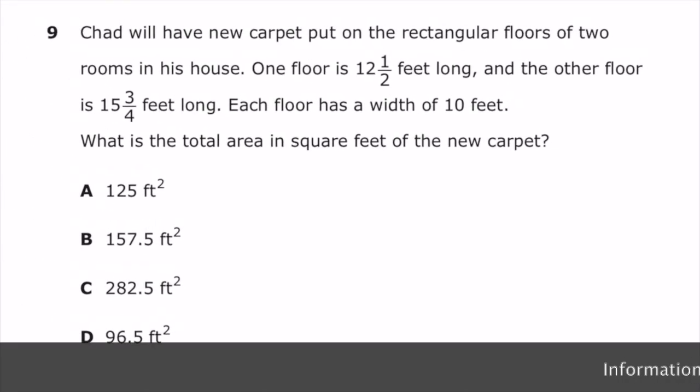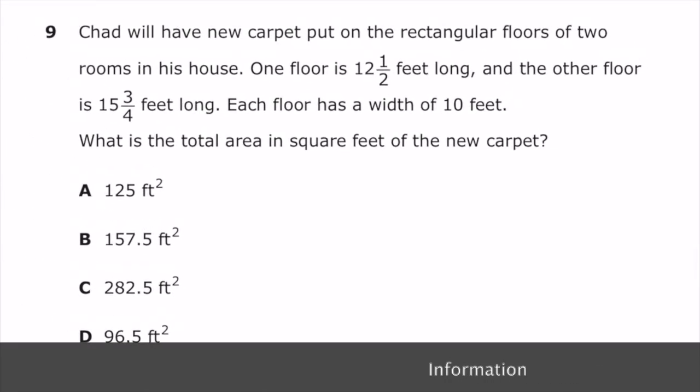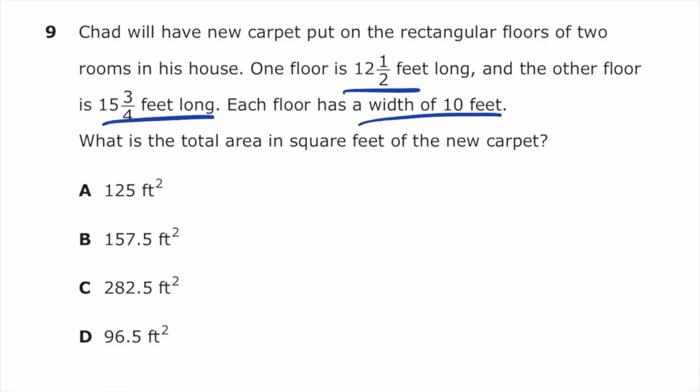This is number 9 from the 2022 7th grade math STAAR test. Chad will have new carpet put on the rectangular floors of 2 rooms in his house. One floor is 12.5 feet long, and the other floor is 15 3/4 feet long. Each floor has a width of 10 feet. What is the total area in square feet of the new carpet?